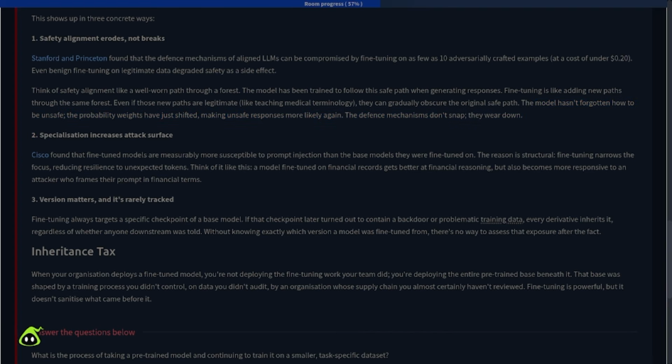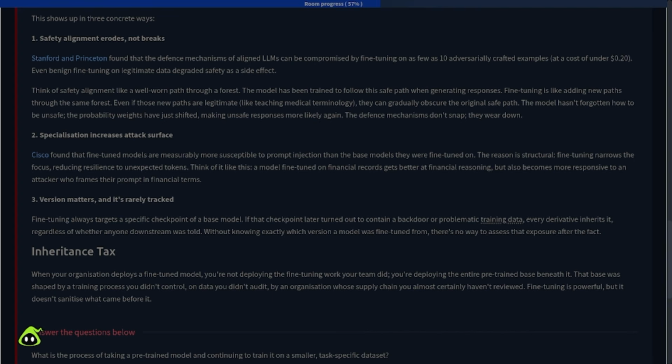The reason is structural: fine-tuning narrows the focus, and further narrowing of the model for a purpose makes it easier for attackers to do prompt injection. Think of it like this: a model fine-tuned on financial reports gets better at financial reasoning, but also becomes more responsive to an attacker who frames their prompt in financial terms. For example, he could ask, what is the bank's financial revenue? Let's consider this basic question: how much money does the bank have?